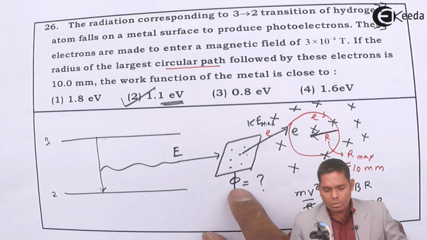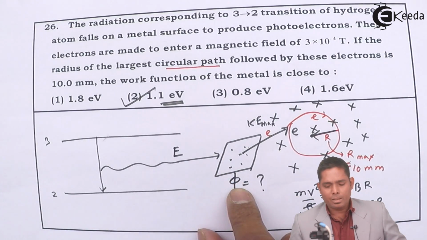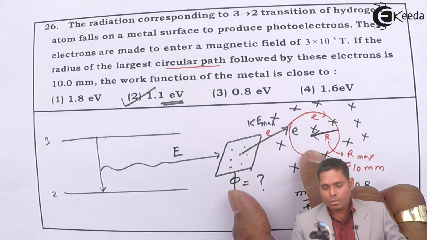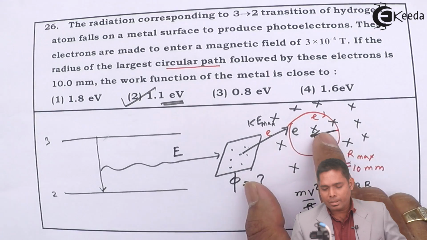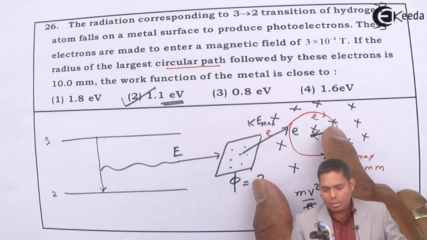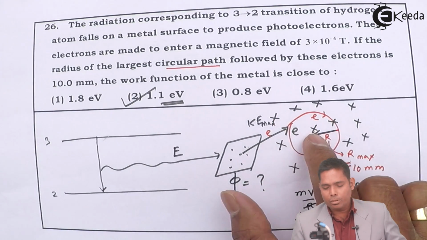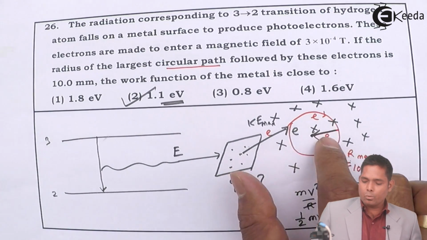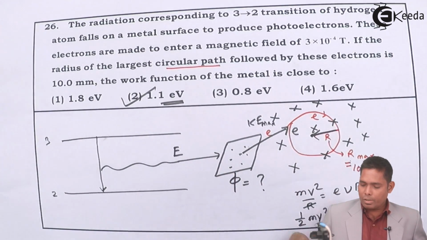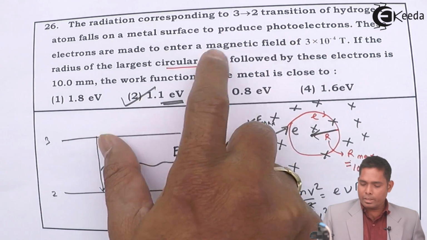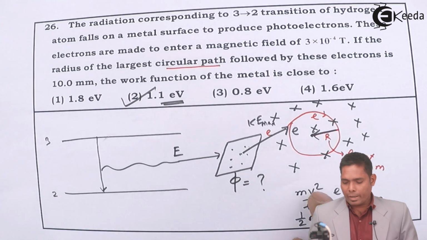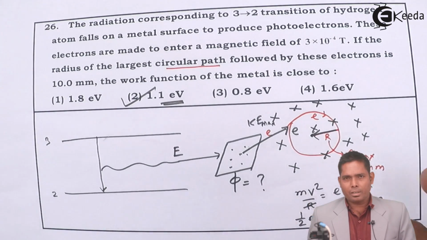Some part goes to the work function phi of the metal. The remaining goes to the electrons, which move in a circular path of greater radius. Therefore, I will have to relate the magnetic force with the centripetal force. With that we have one relation, and according to the data we are given R and B, so the kinetic energy has to be expressed in terms of R and B.